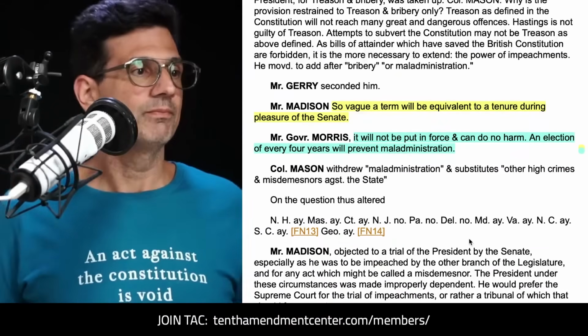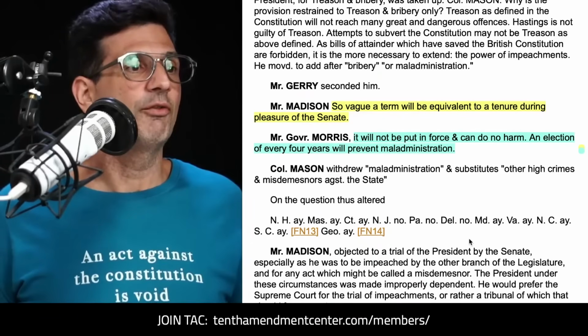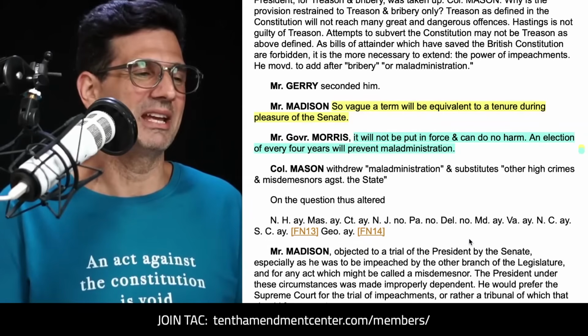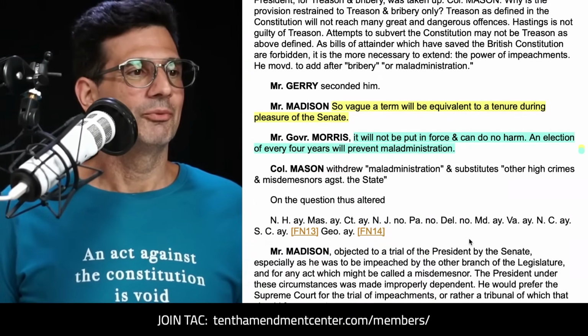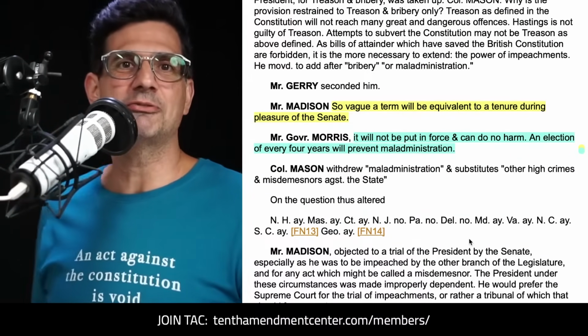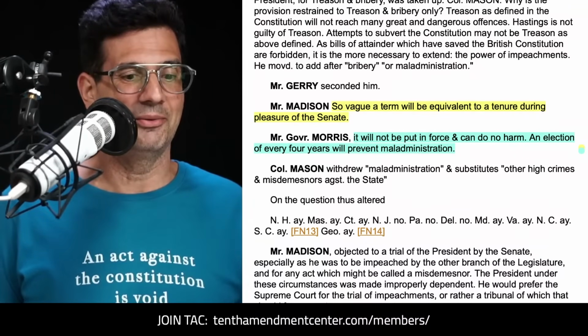That was his argument. Governor Morris, on the other hand, said, who cares? It's not going to be put in force, he said, and can do no harm. An election, this is funny to me, I'm sorry, I shouldn't be laughing. An election every 4 years will prevent maladministration. Put whatever you want in there for impeachment. Who cares? We got an election every few years, so we don't have to worry about one way or the other.